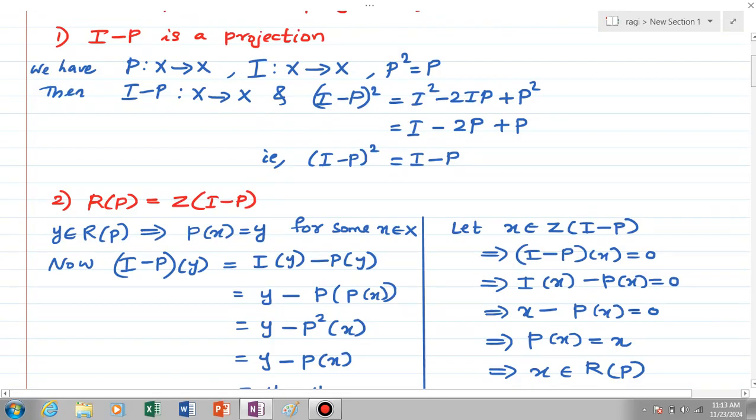Okay, and the second one is R of P is equal to Z of I minus P. That is, the range space of P is equal to the zero space of I minus P. Okay. For that we need to show that R of P is a subset of Z of I minus P, and Z of I minus P is a subset of R of P.